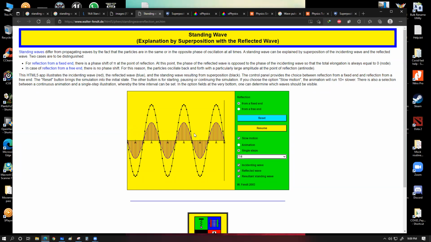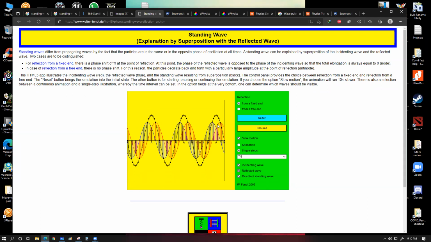Let's say currently we have perfectly constructive. So after clicking animation, I'm showing single step. After another T by 8 for this figure, the red wave is going to move to the right and the blue wave is going to move to the left. So have a look. Red has moved by lambda by 8 space. That is actually half the space between antinode and node.